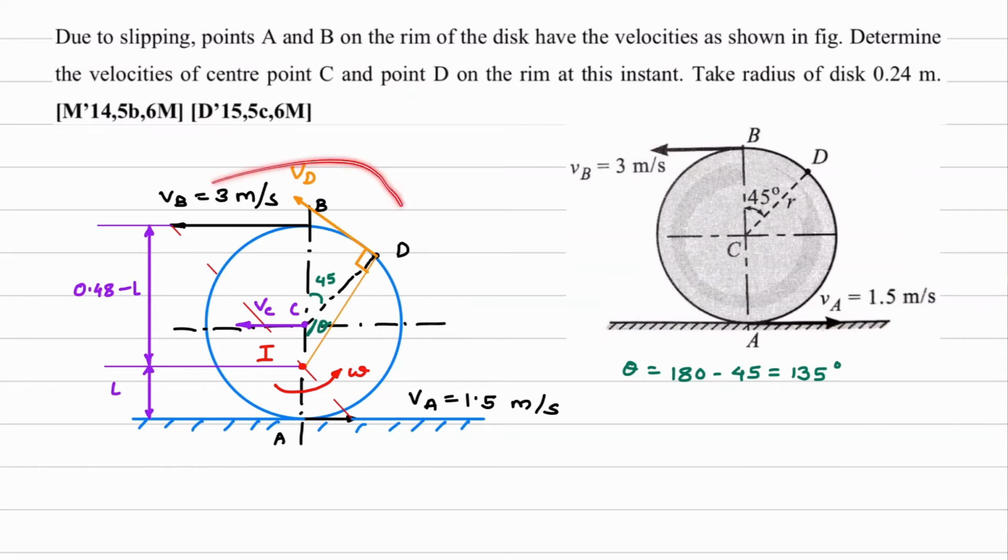Now I have drawn the diagram again over here. This is the disk. The velocity of point A is written as 1.5 meter per second. The velocity of point B is 3 meter per second. Now if you draw, these two velocities are parallel to each other and opposite in direction.